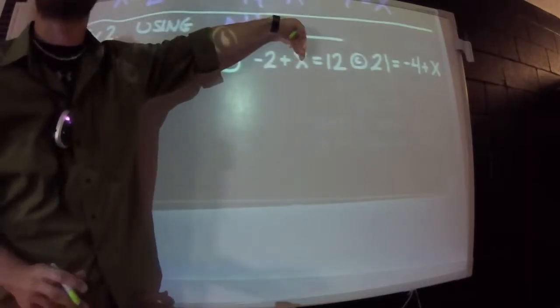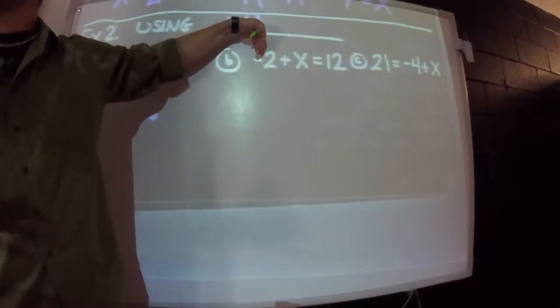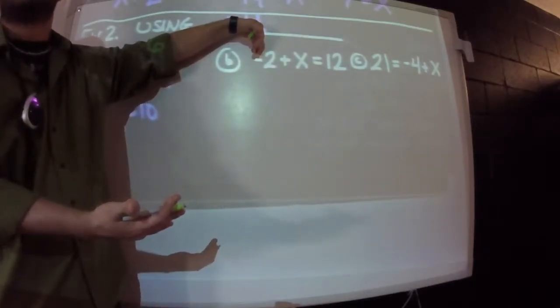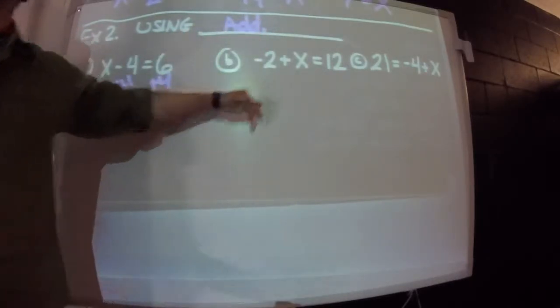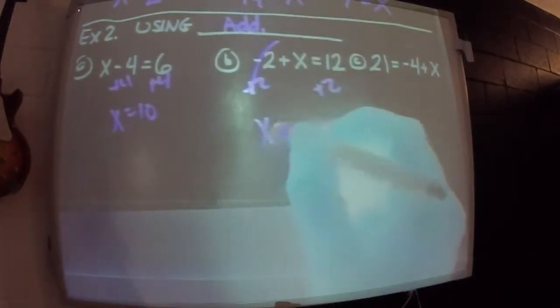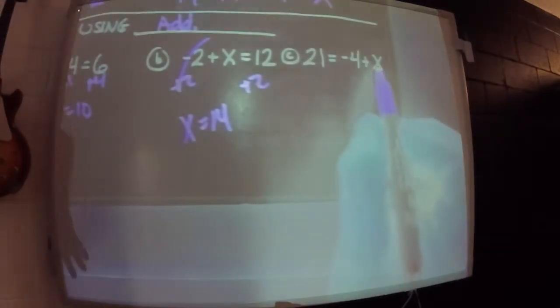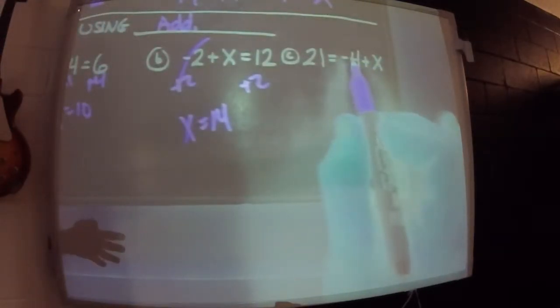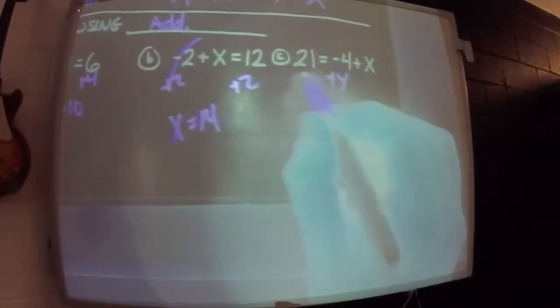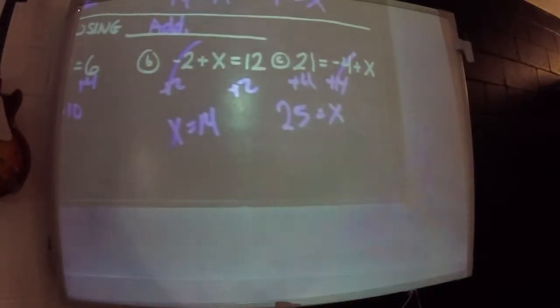All right, this one is kind of weird because instead of x minus 2, they said negative 2 plus x. But think of it like your angels and demons. Negative 2 is 2 demons, so what do you need to bring to kill it? Positive, angels. 2 angels, so a plus 2. And then x equals 14. And lastly, x is on the right side on this one with a negative 4. So bring a plus 4. It is 25 equals x. All right, nothing difficult there.